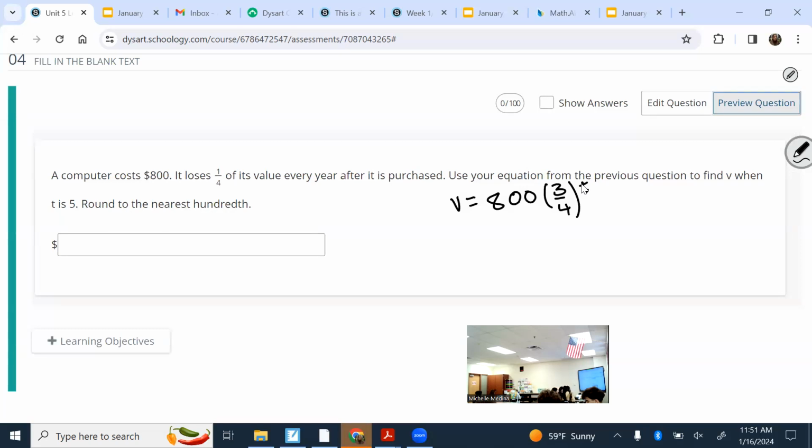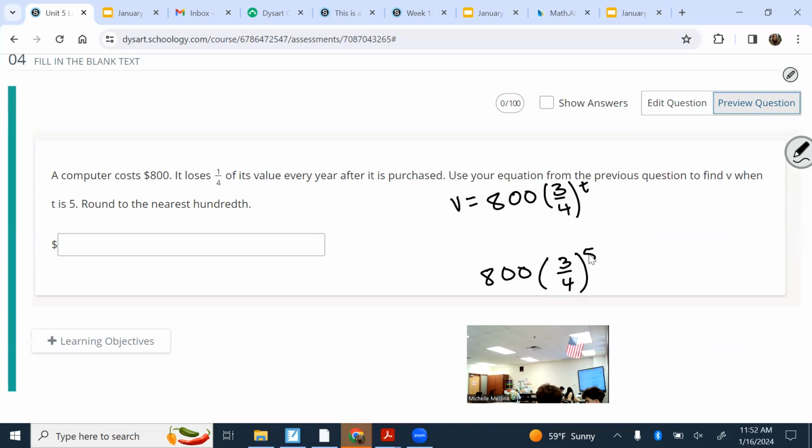But it says, use the equation from the previous question to find V when T is 5. So we're gonna make that T 5. And you need a calculator. There's no way around it anymore. Oops, that's not what I wanted. Should be 3/4. And it's gonna be to the 5th power.